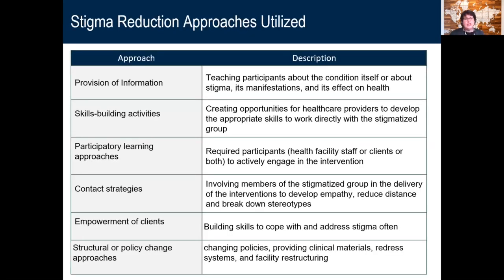These collective interventions utilize multiple stigma reduction approaches. They ranged from the provision of information, so more knowledge-giving types of interventions, through contact strategies to structural or policy change approaches. I'm not going to spend a lot of time going through this, but just to show that these were the 6 key approaches that were being used within the articles that we reviewed.